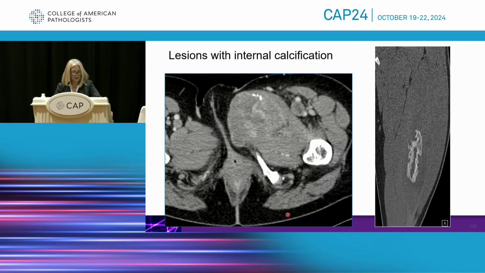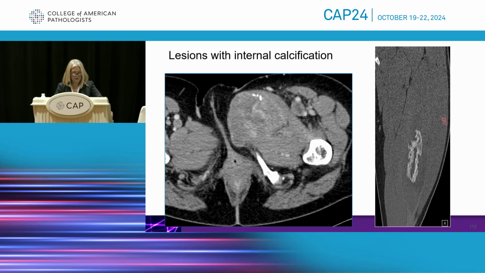Internal calcification can be telling as well. So here's a large heterogeneous lesion with some punctate-type calcifications, and this is actually synovial sarcoma. A small fraction of synovial sarcomas, they reported it 40% or so, but I don't believe that. But a lower fraction will have some internal calcifications, irregular, versus this lesion.